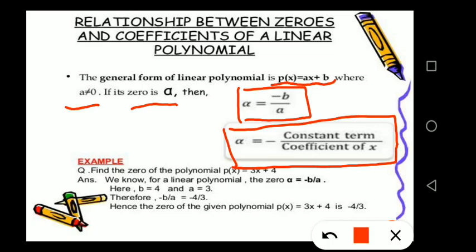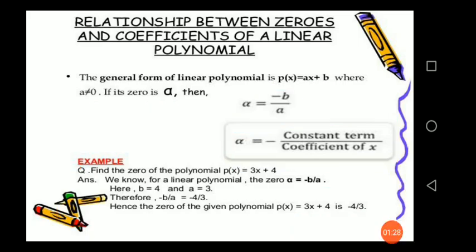This is proved here with one example where p(x) is taken as 3x minus 4, and then we are getting alpha as minus 4 by 3, which is equal to minus b by a. Got it? In case of a linear polynomial, there is only one root alpha, and alpha is equal to minus b by a, that is minus of constant term by coefficient of x.